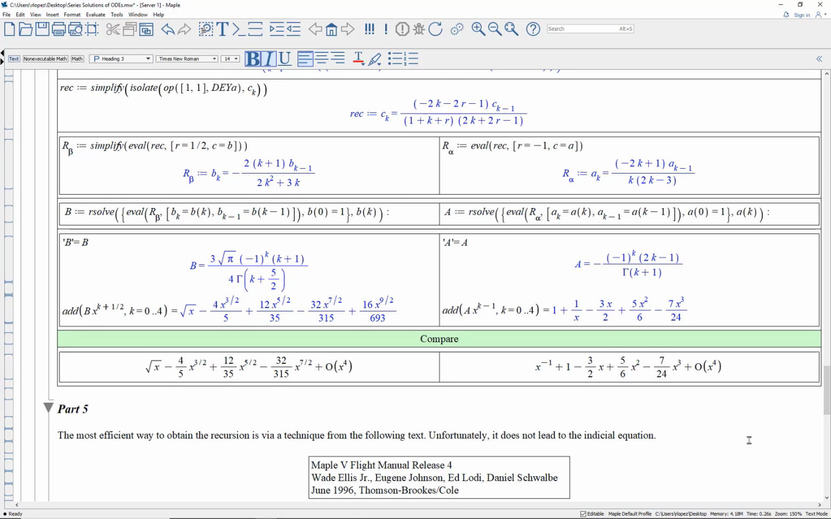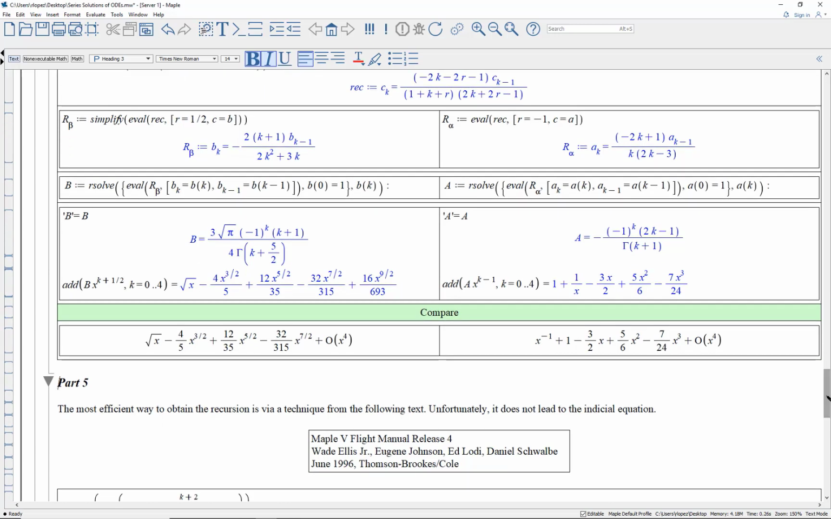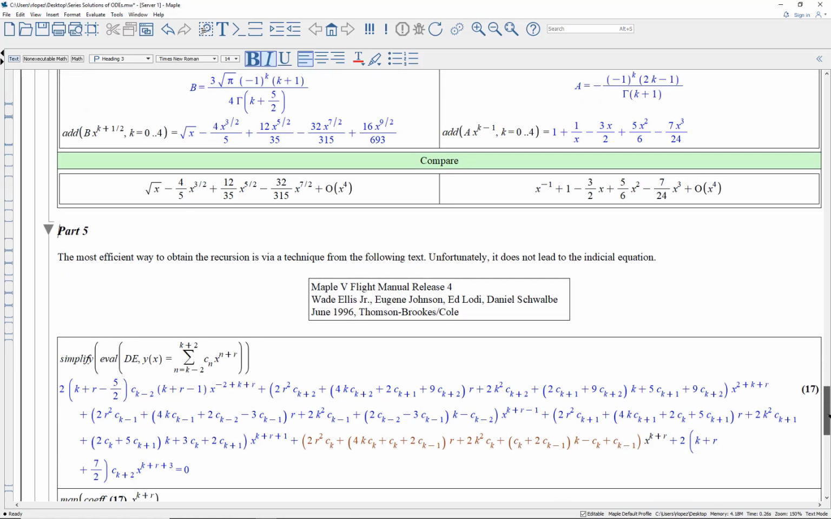But I will give you a technique that is not mine. It comes from this publication, Flight Manual, Maple, 1996. Here are the fellows who wrote that: Wade Ellis, Eugene Johnson, Ed Lodi, and Dan Schwalbe. It's a rather clever device for dealing with these series manipulations. Okay, so this technique will get us the recursion formula, but not the indicial equation.